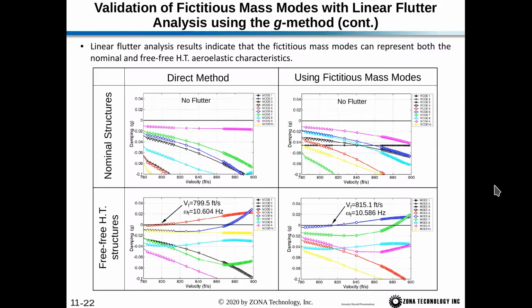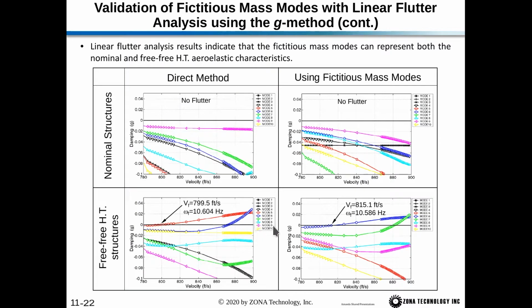So we'll look at the flutter results. The linear flutter analysis results indicate that the fictitious mass modes can represent both the nominal and the free structures. So for the direct method with the nominal structure, this is the VG diagram, and we have no flutter. Using the fictitious mass modes, this is our resulting VG diagram, and we also have no flutter. If we pick out some of the modes, you can see that the characteristics are fairly similar.